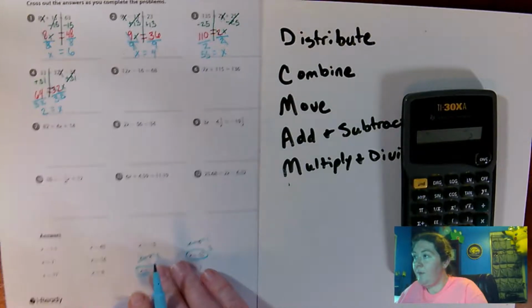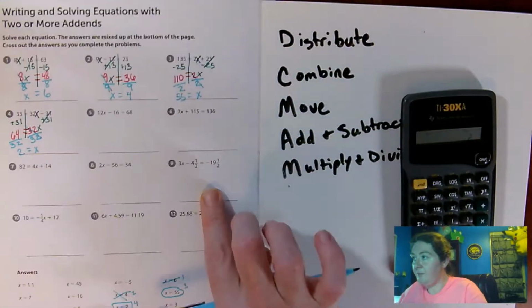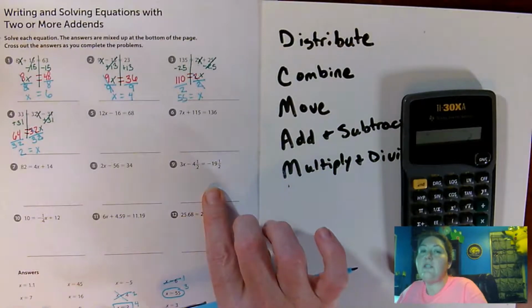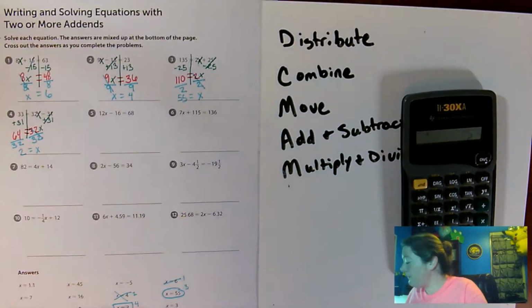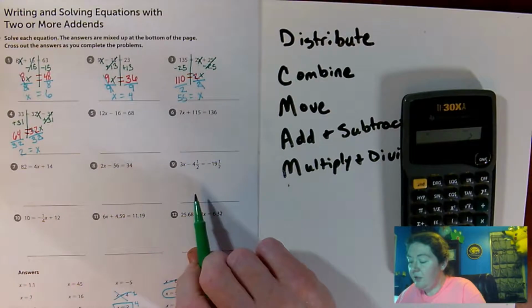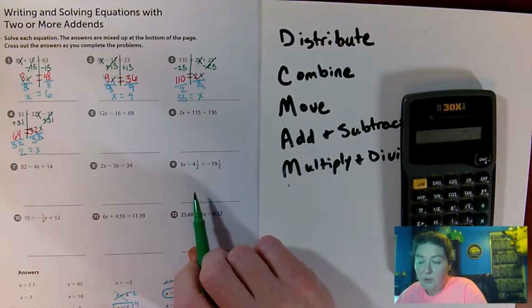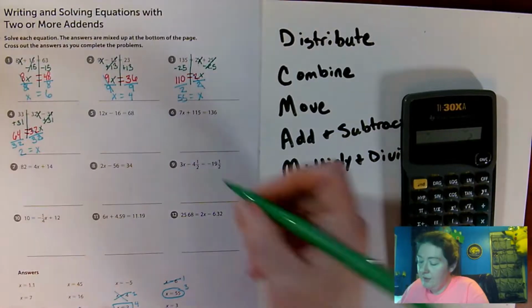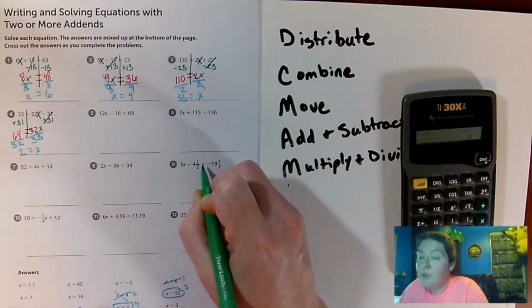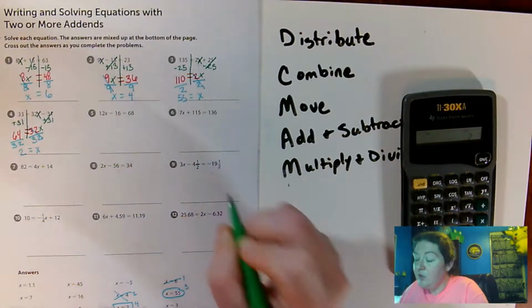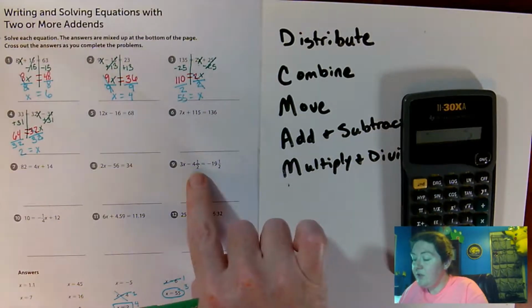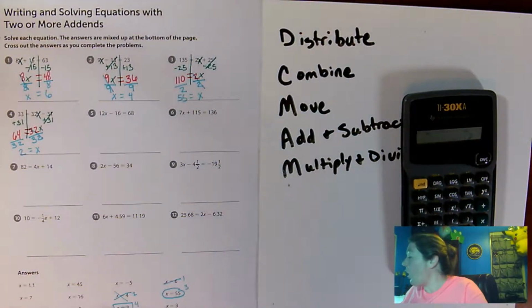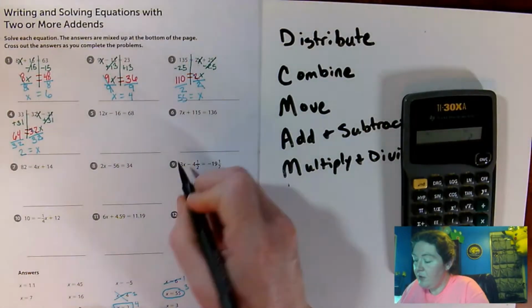Alright, we're going to skip to number 9. Why do you think I chose number 9? Well, some fractions in there. Are we afraid of fractions? Nope. What do we know that a fraction means? This line right here simply means divide. So the first thing I want to do is go through and change all of my fractions to decimals. Let's make this easy on ourselves.